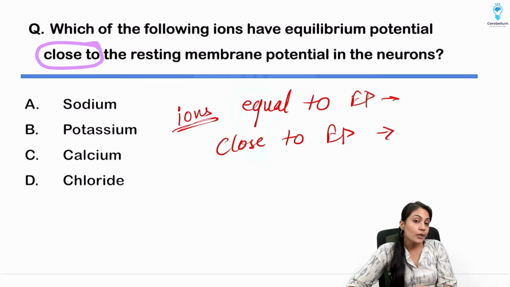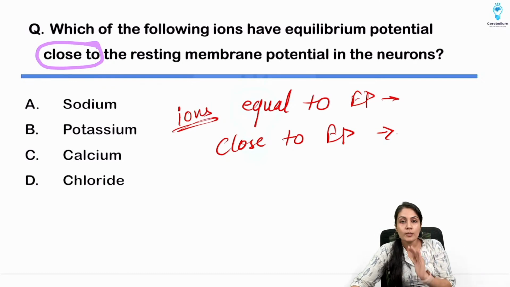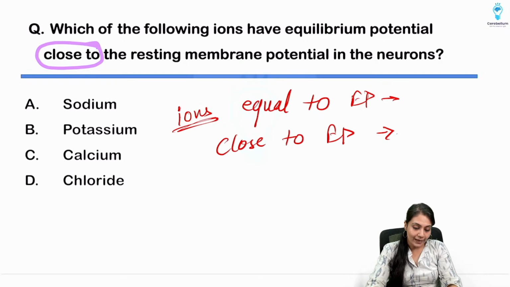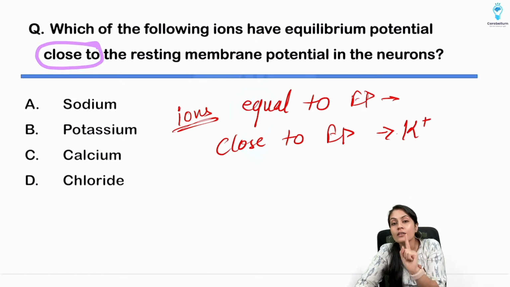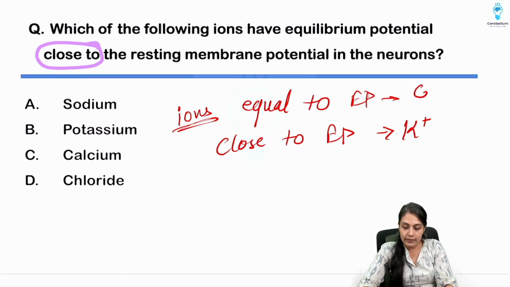If I write "equal to", then the answer will change. If I write "close to", the answer will change. Close to means I'm talking about that particular ion which is responsible for the resting membrane potential. So if I write "close to", my answer should be the ion which is responsible for it and not the other ions. If I write "equal to", then only I can write it as chloride.